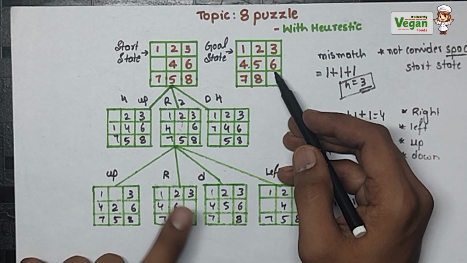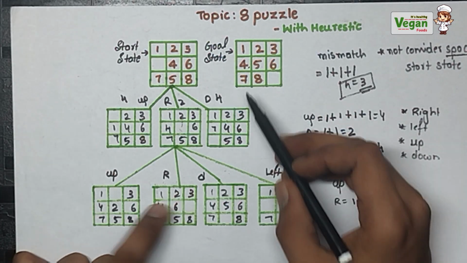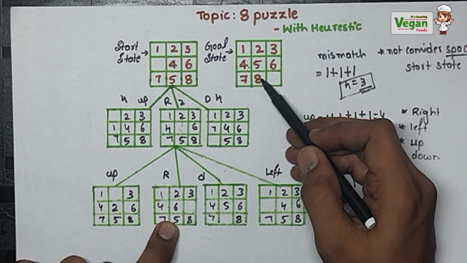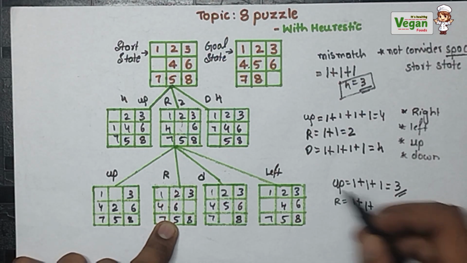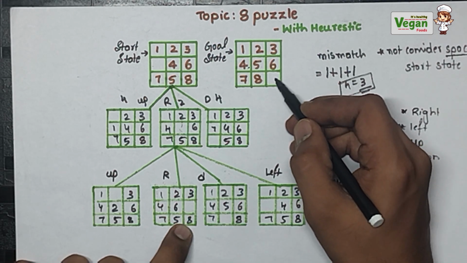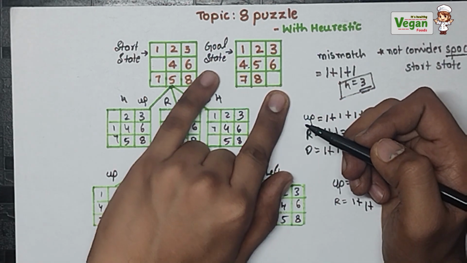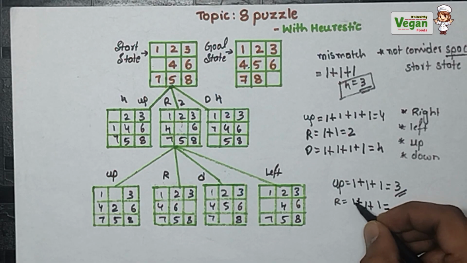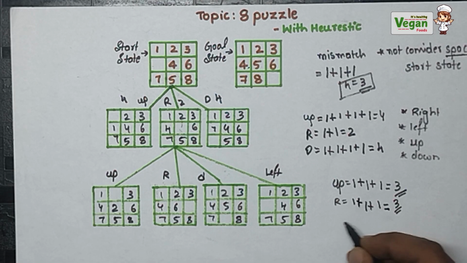Here free space is there, here 6 is there. Since free space is in the start state, you must not consider it. Now your 7 is there, here 7 is there. Here 5 is there, here 8. So another 1 mismatch. Here 8 is there, here free space is there. Since the free space is in the goal state, we will be considering it as the mismatch. Total 3 mismatch.